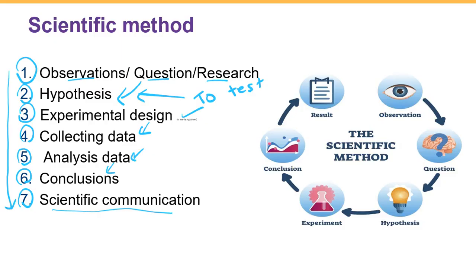Okay, so these are the 7 steps of the scientific method that we can follow in order, from observation to the last one, which is scientific communication.